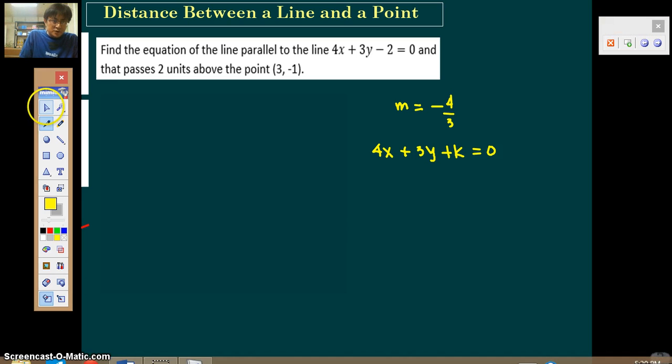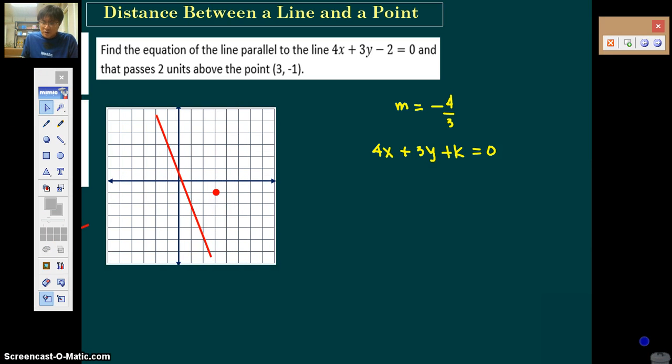Now, let's see what we're dealing with here. This line has a slope of -4/3, but it can be anywhere. So this is the equation of the family. What we're looking for is a particular member that will pass 2 units above the given point. So if it's above the point, it should be somewhere here, and particularly, this distance is 2 units.